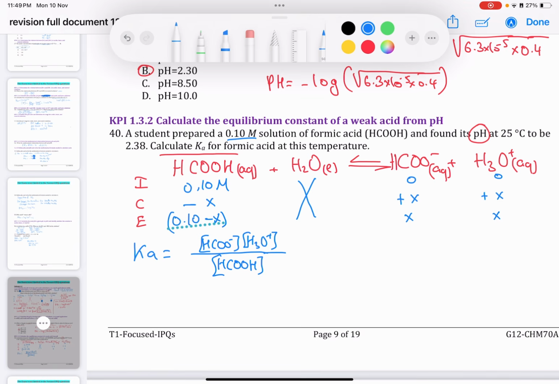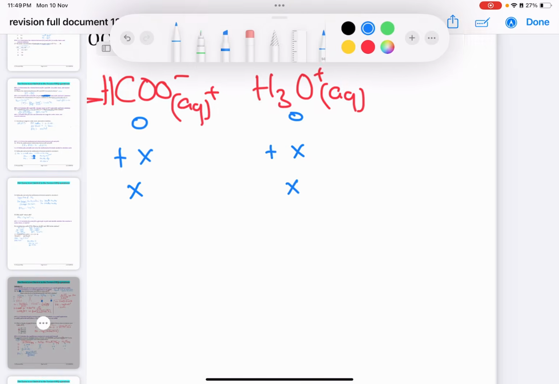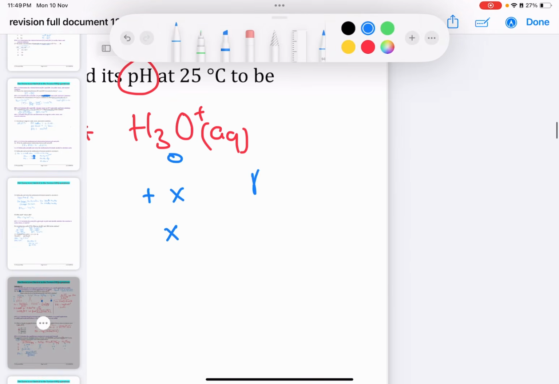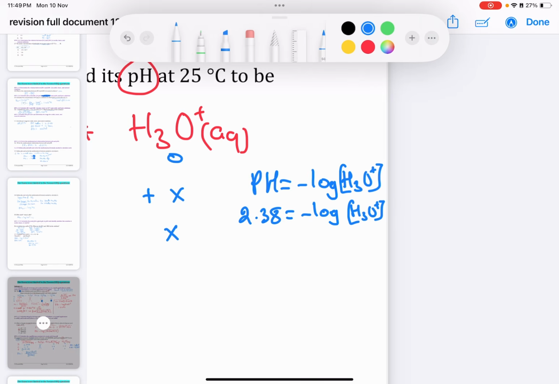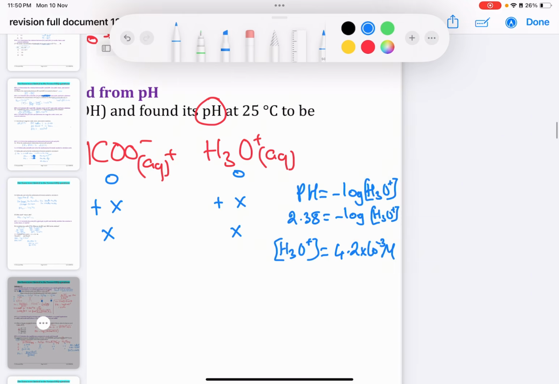Now I need to find this Ka. From the value of pH, because pH is given here to me, I can find this x. pH is equal to minus log H3O plus. Having the pH equal to 2.38, I can calculate H3O plus, and H3O plus is going to be equal to 4.2 times 10 to the power negative 3. And H3O plus is x.